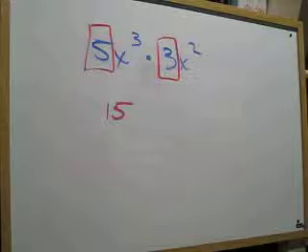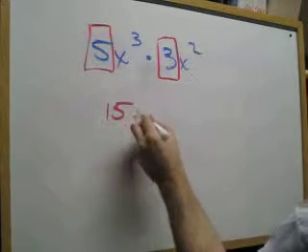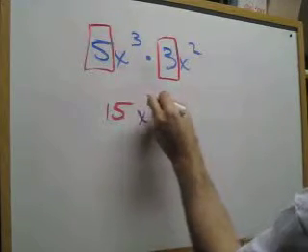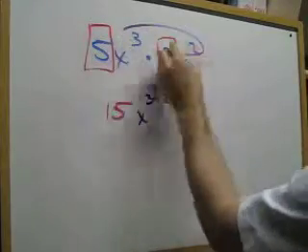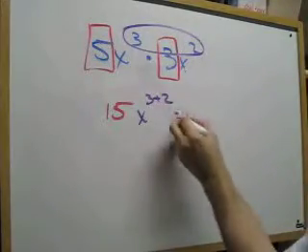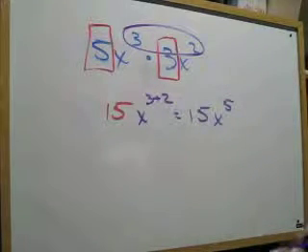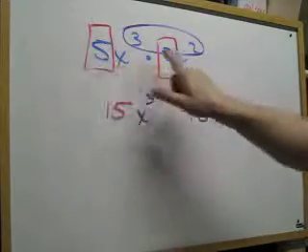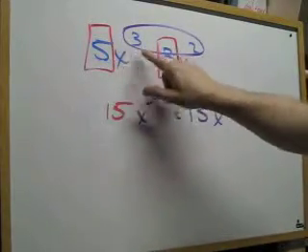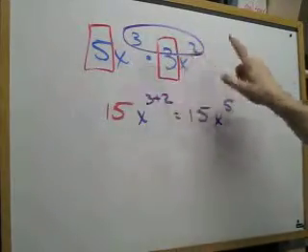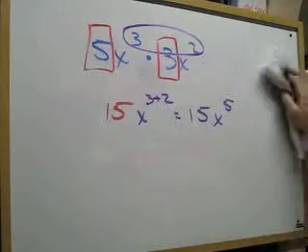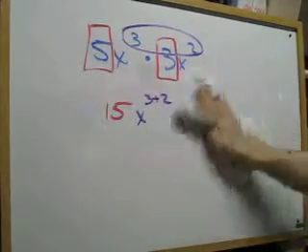If you remember from the last example we did, that is the same as x to the 3 plus 2. We're taking our 2 exponents and adding them together. And we get 15x to the fifth power. Now it won't be long before you can just do this in your head. 5 times 3 is 15. X cubed times x squared is 3 plus 2, which is 5. And you're done there. So 15x to the fifth power.